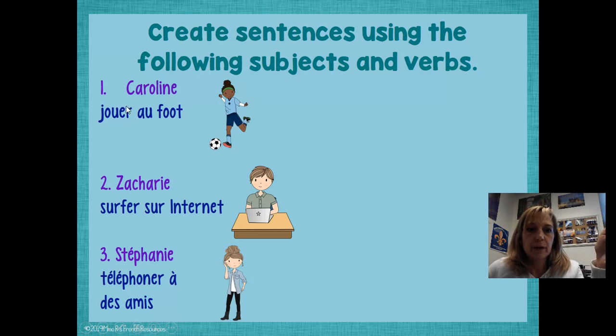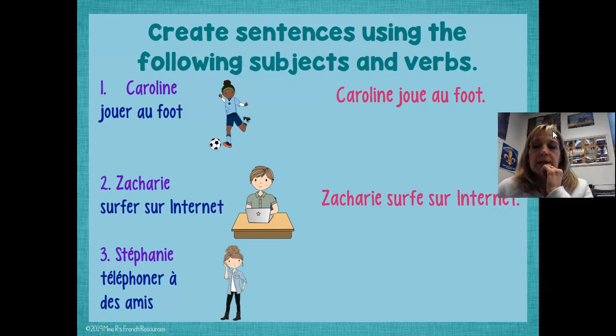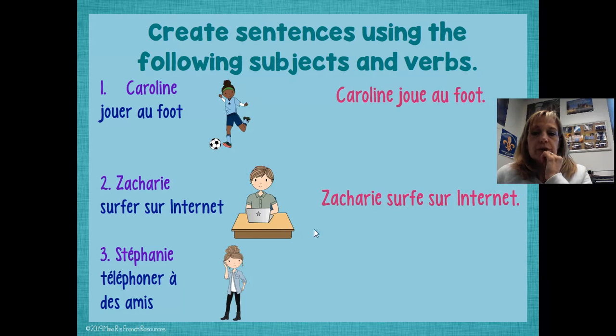Okay, so how would we conjugate jouer for Caroline? We're going to cut off the ER. Okay, Caroline's a girl, so she's an elle. Our ending for elle is E. So there we go. Caroline joue au foot. All right, try for Zachary. Zachary and surfer sur Internet. Voilà, Zachary surfe sur Internet.